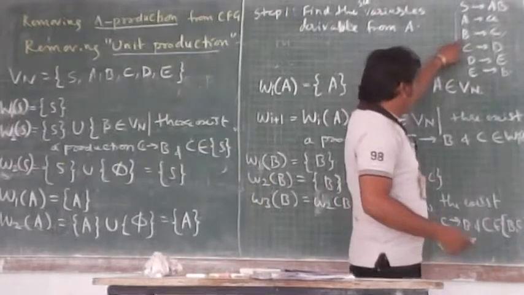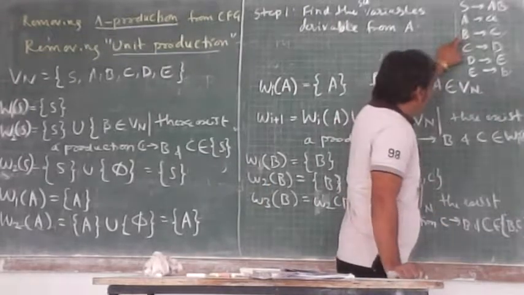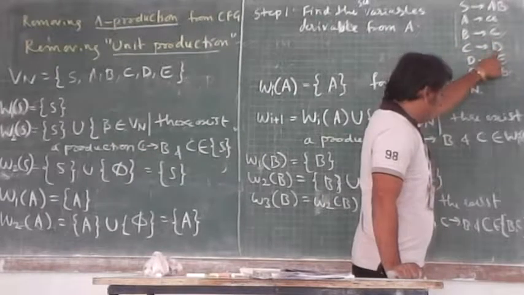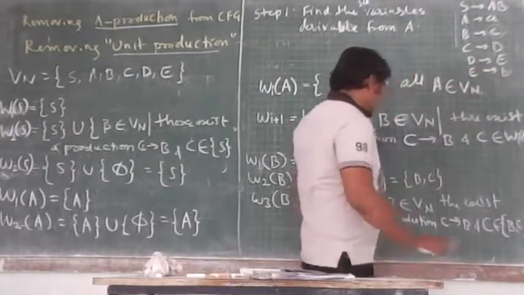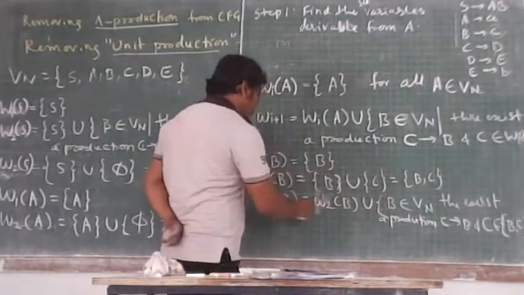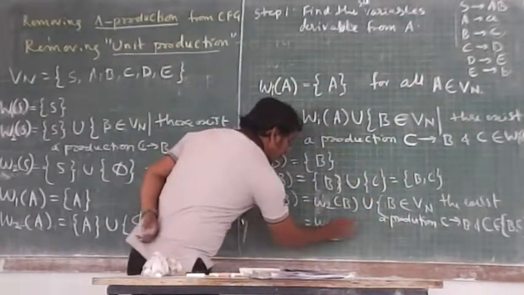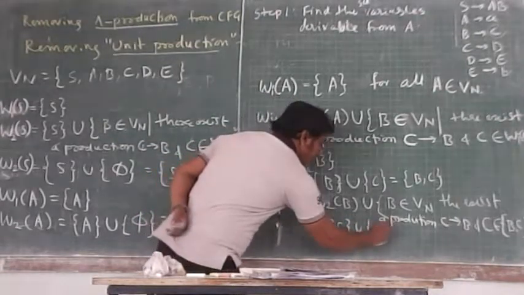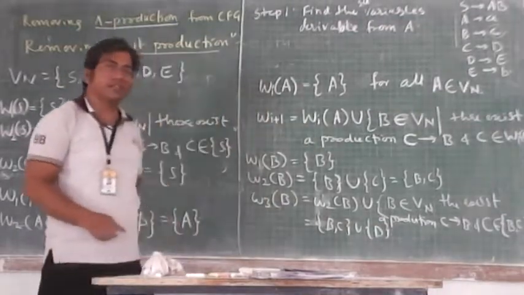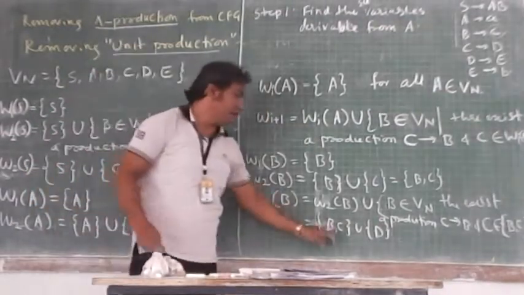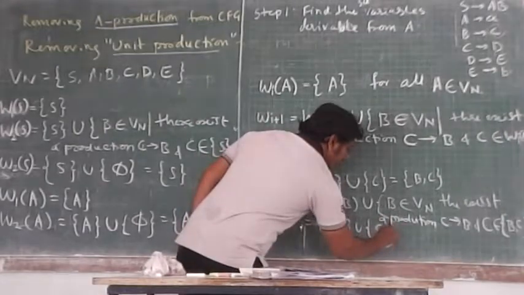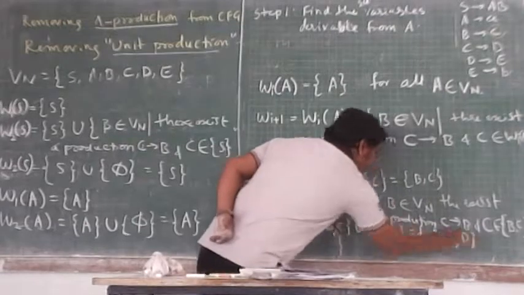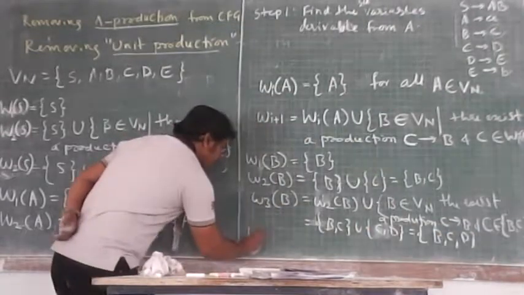So go for B, go for C. What did I get? I got C, I got D. Okay? So a new variable D I received along with the previous C. So what can I get? W3B is BC union D. C and D basically I found, since C is already here. What I got is BCD. Calculate W4B.